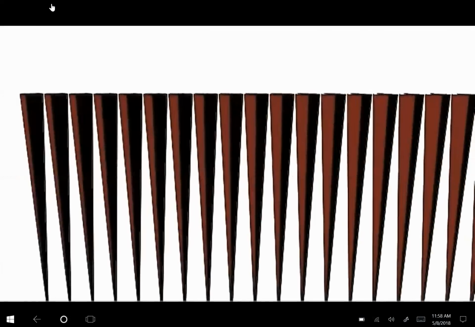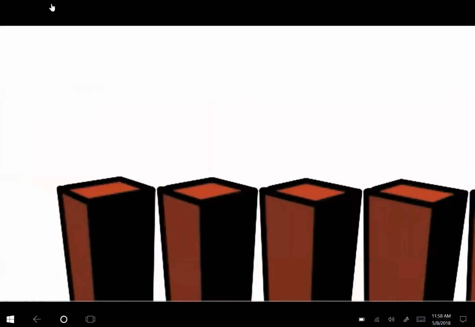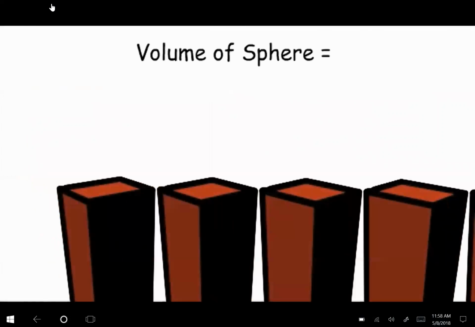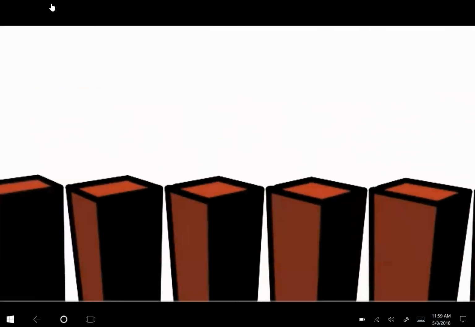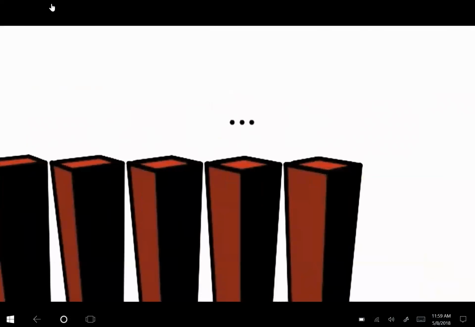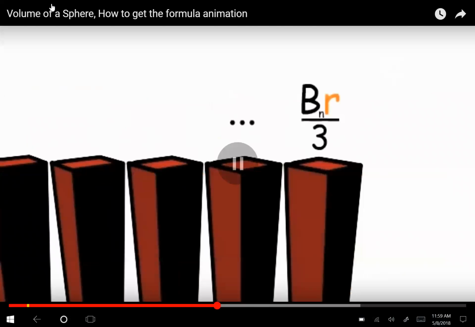So in order to find the volume of the sphere, we simply have to calculate the volume of the pyramids and add them together, giving us a simple formula. So lining up, we have volume equal to base 1 r over 3 plus base 2 r over 3, and so on, up until the last pyramid. Now we don't know how many pyramids.